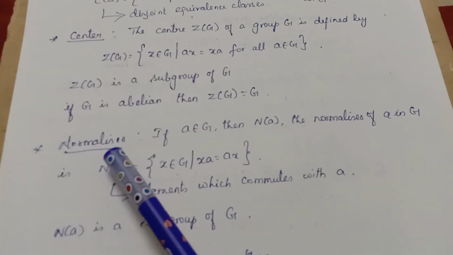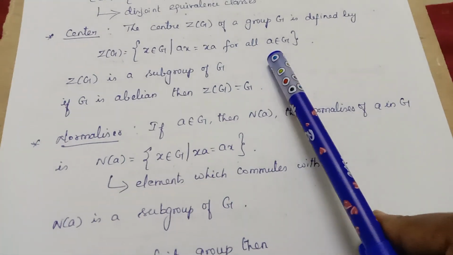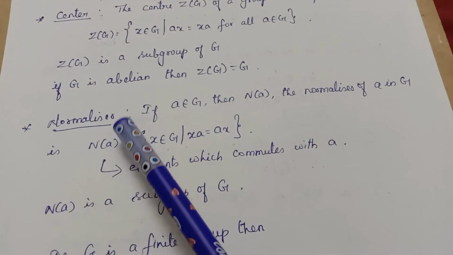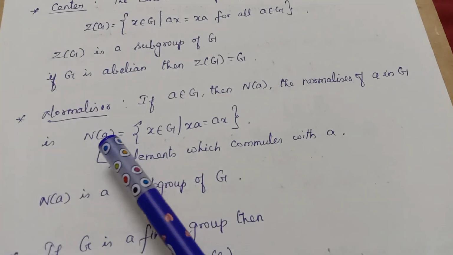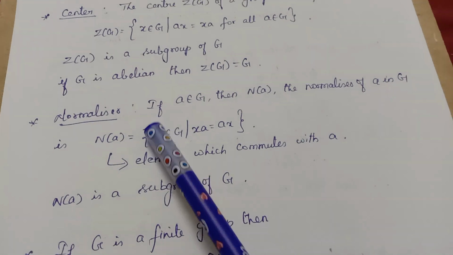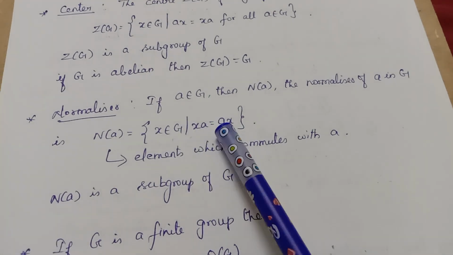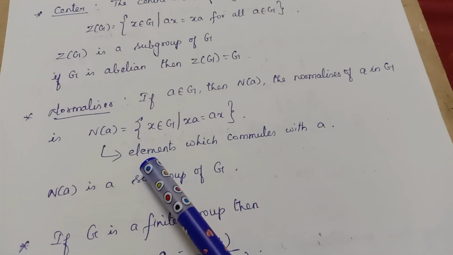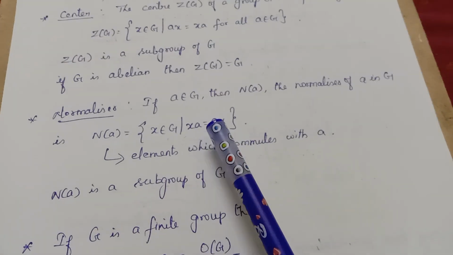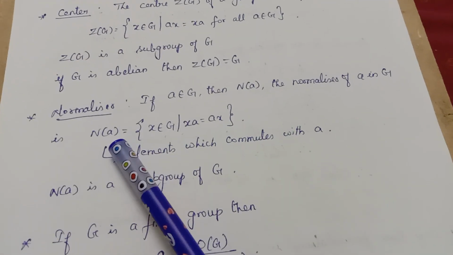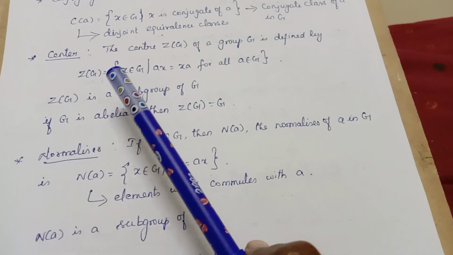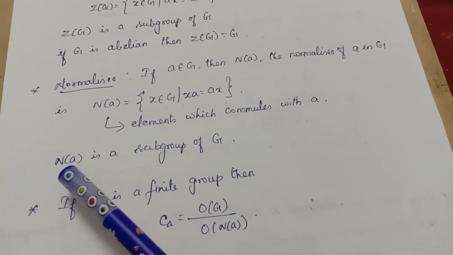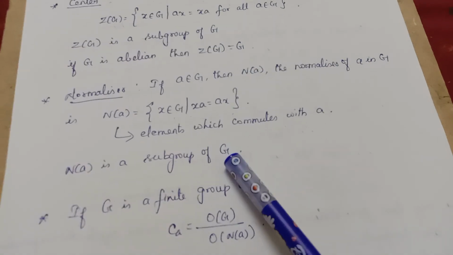Next is the normalizer. Center is for the whole group, while normalizer is for a single element. If A is an element of G, then its normalizer N of A is defined to be the set of all x in G which commute with this A. Elements commuting with a particular element A are called the normalizer, and the elements commuting with every other element of G are called the center. This N of A is also a subgroup of G.